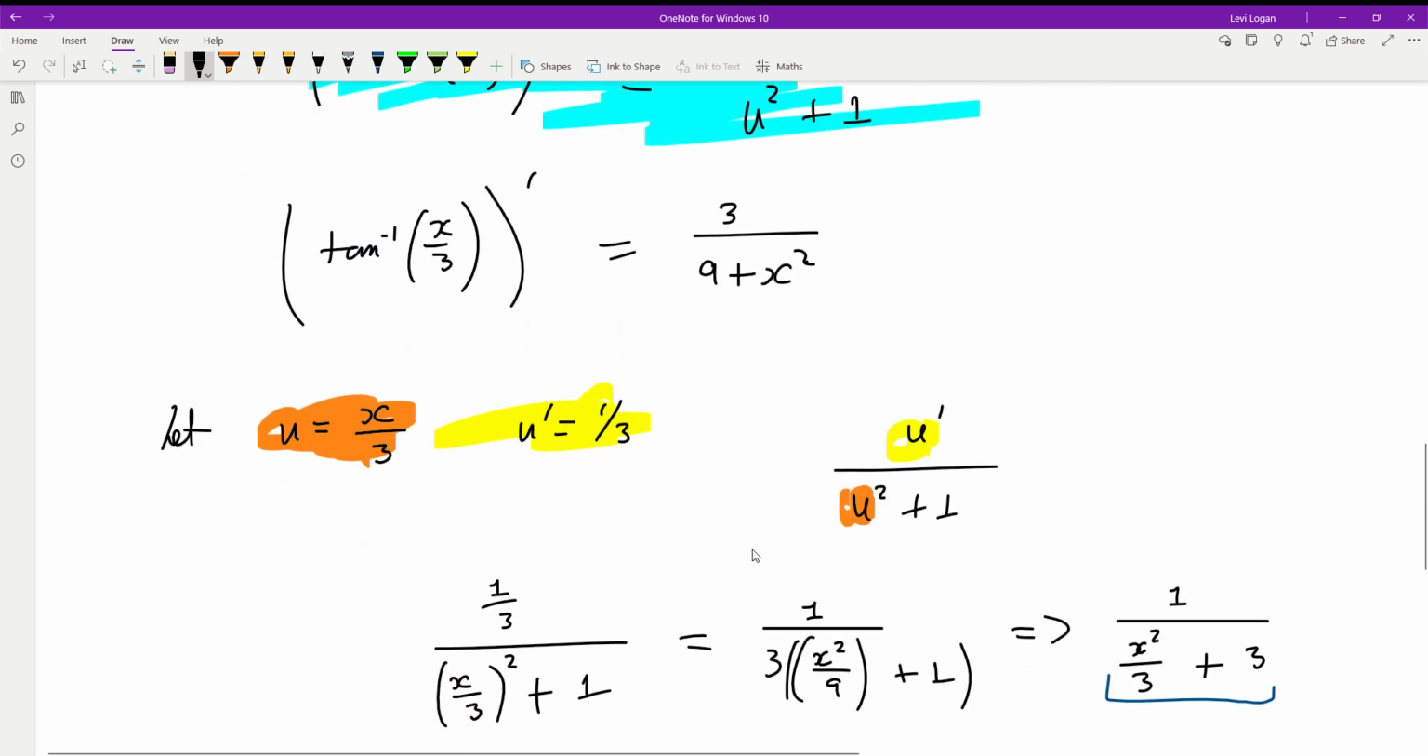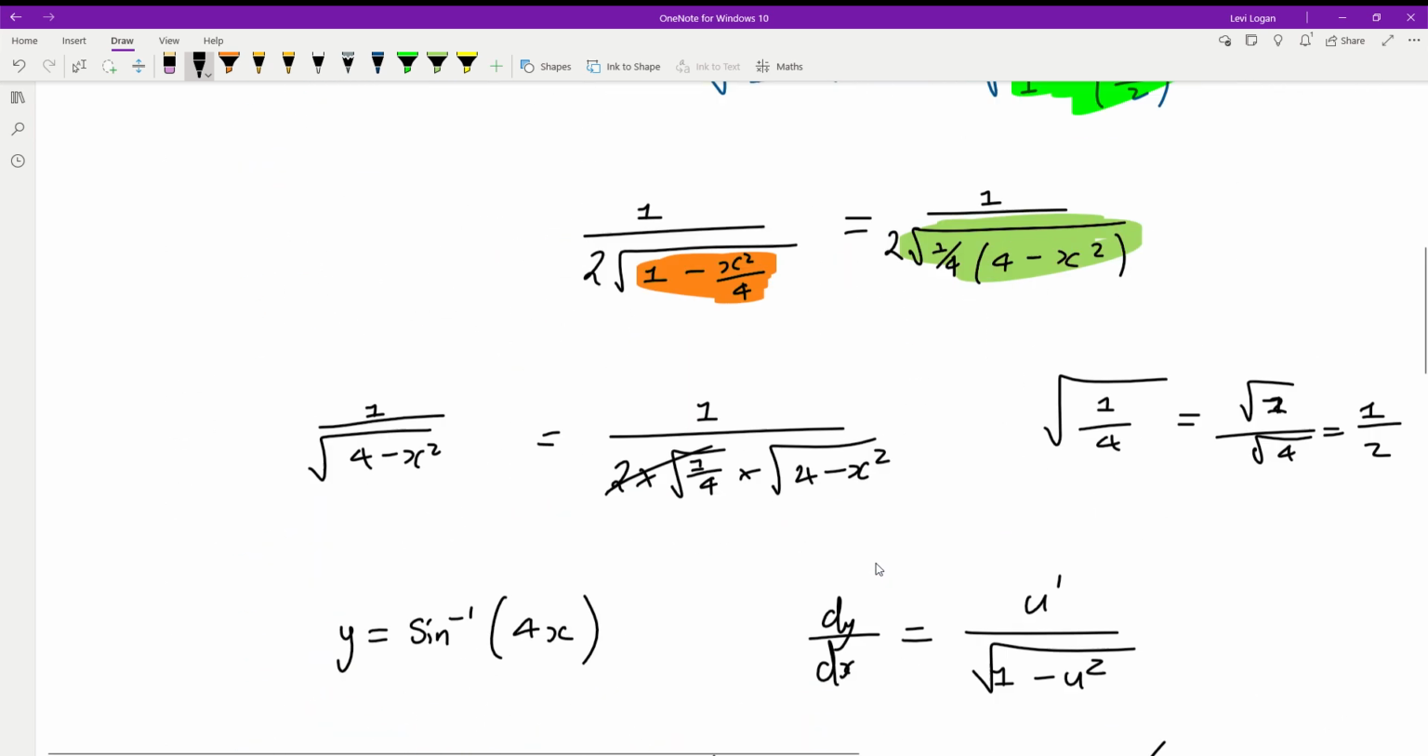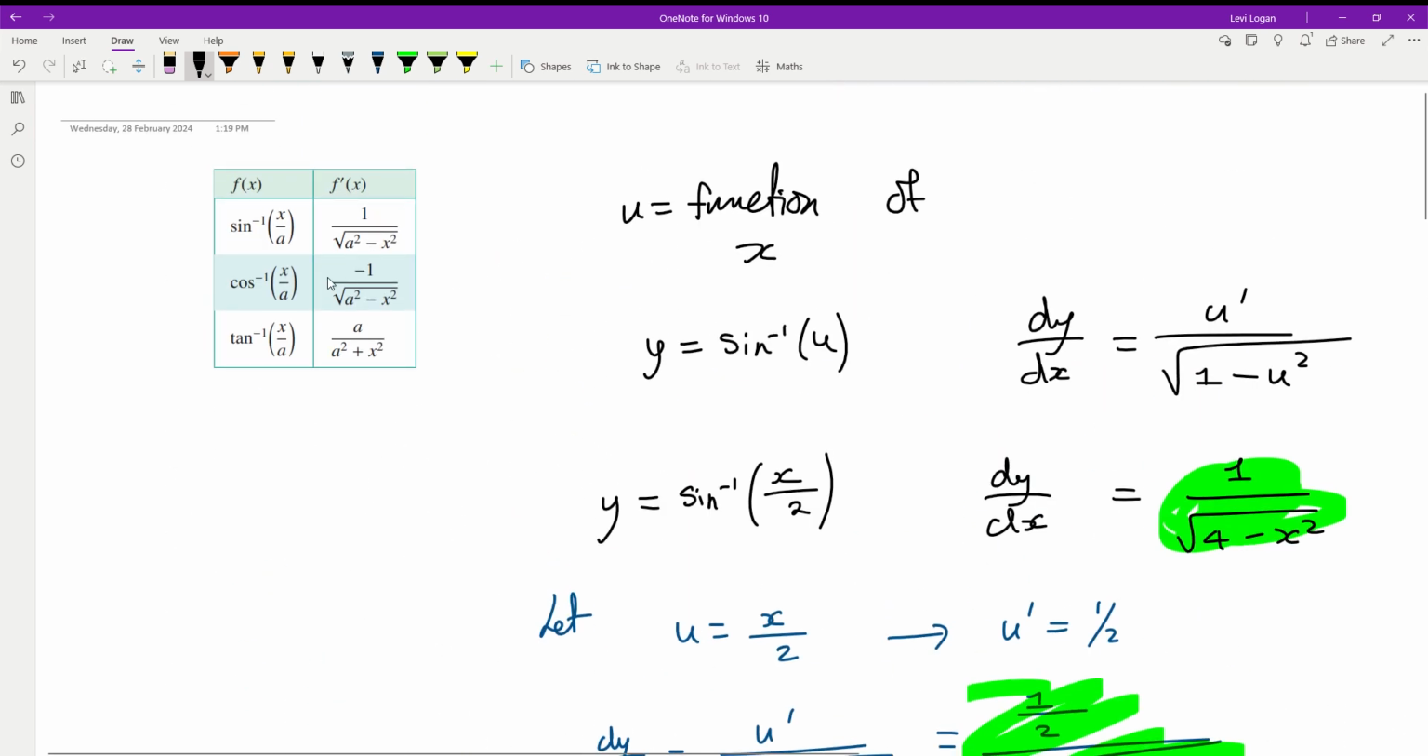So that was a nice quick little video on how to differentiate inverse trig functions. As I said before, I'm not going to differentiate cos because it's exactly the same principle as sine, and tan is almost exactly the same principle, which is built differently, okay?